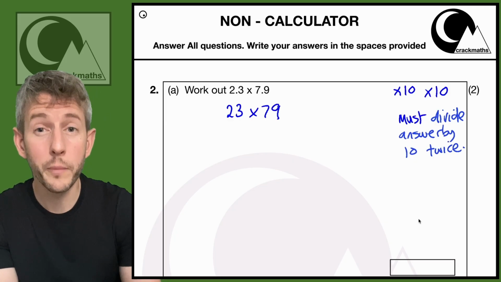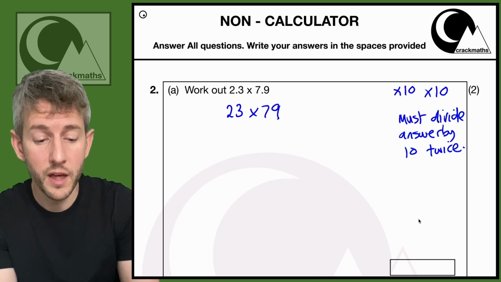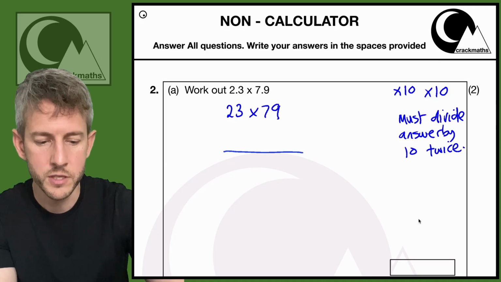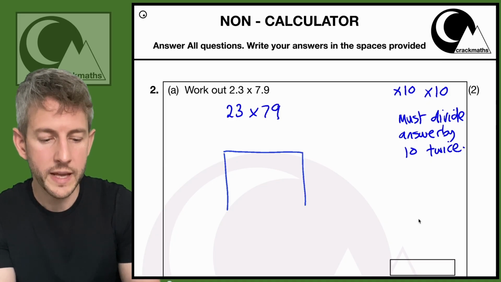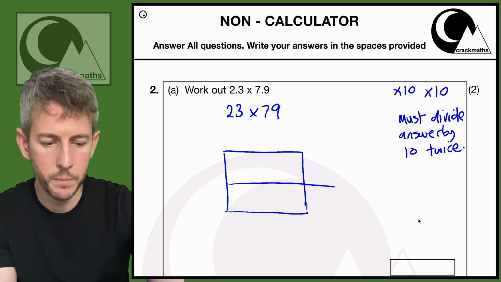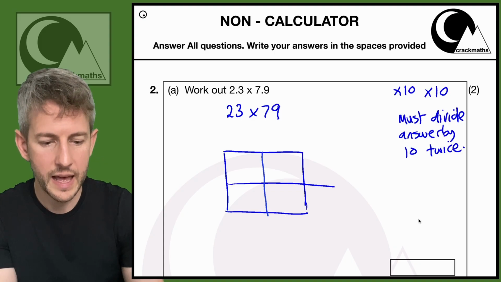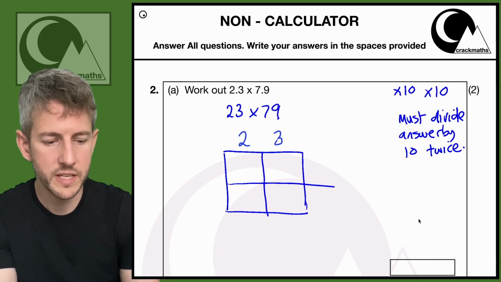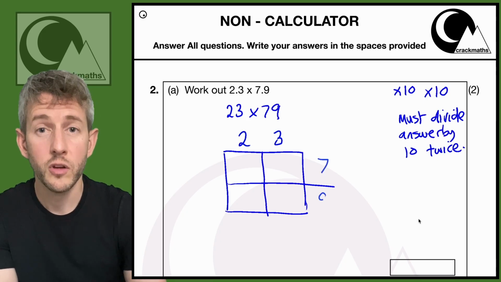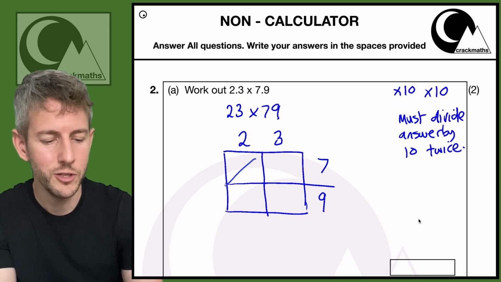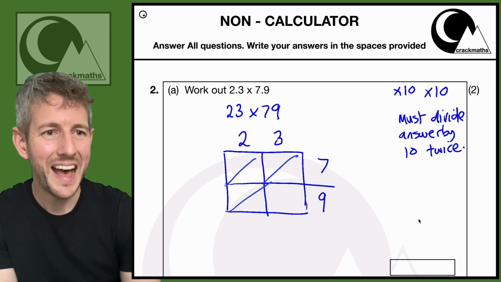Right, now what I'm going to do is use a grid method here. I think it's called the lattice method for long multiplication. So here we go. I've got a box like this, and I'm going to put 23 at the top here and 79 at the side here. Now what I've got to do with this method is divide each of these boxes in two. Okay, and now I can start to work out these questions.